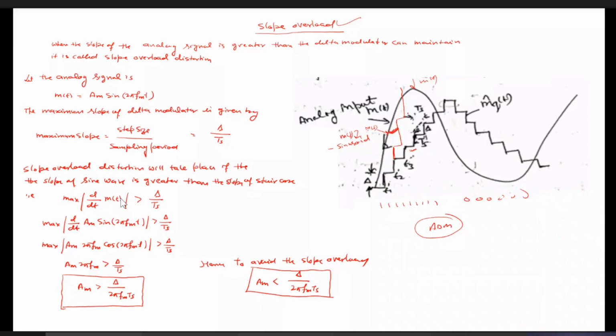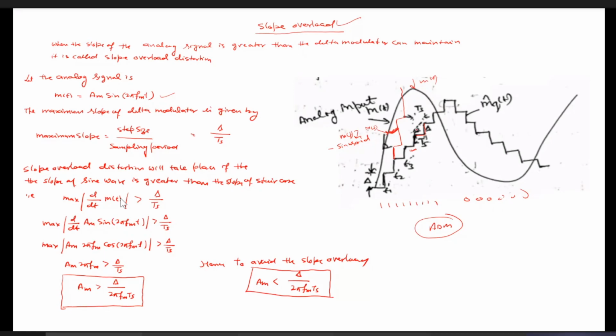Now, the slope of this staircase function will be how much? This is the step size delta, and this is the sampling duration Ts. So the slope of this one is nothing but delta by Ts. So we can find the conditions, that is, for what condition this slope overload will arise, and we can use that to evaluate the slope overload distortion. So let our analog signal be m(t) equals Am sin 2 pi fm t. We have assumed our message signal as a sinusoidal signal.